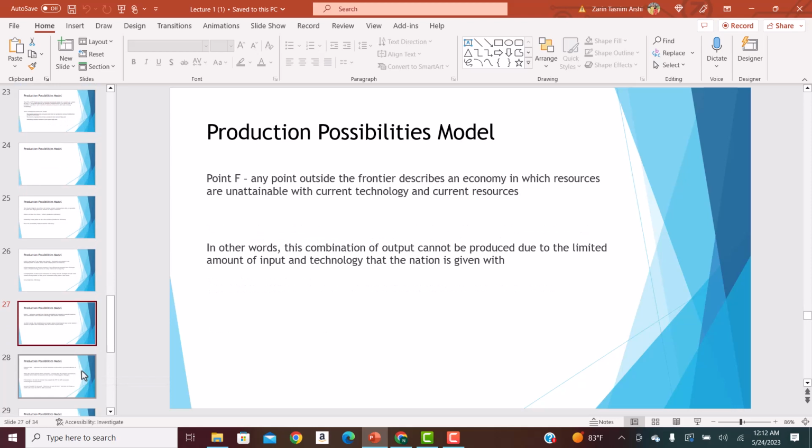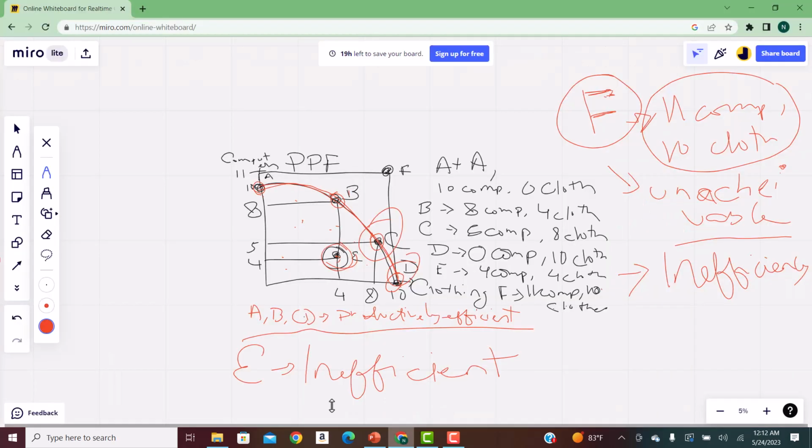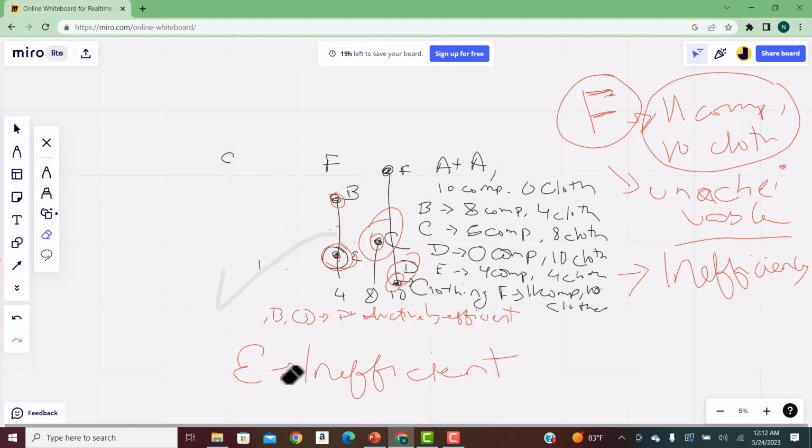Okay, so again, this slide talks about point F. Any point outside the frontier describes an economy in which resources are unattainable with current technologies and current resources. Okay, now a PPF can shift, and that is known as frontier shift. So I'm just going to erase this and show what a shift means.